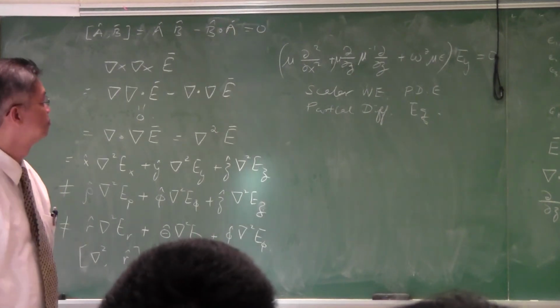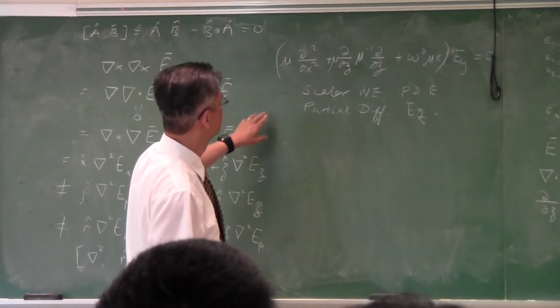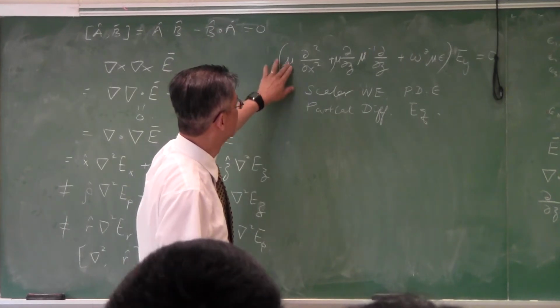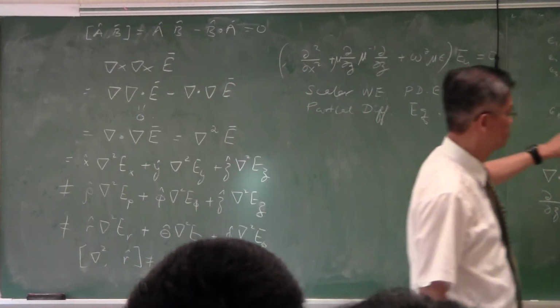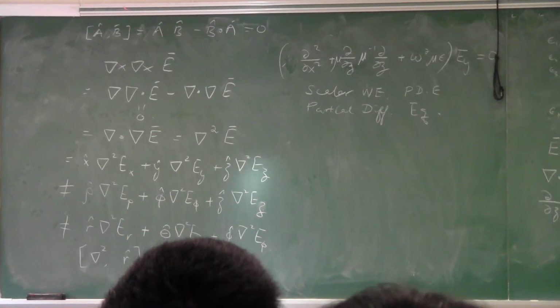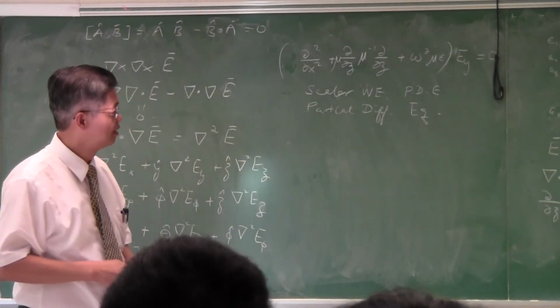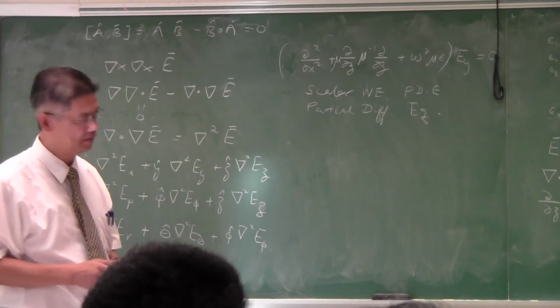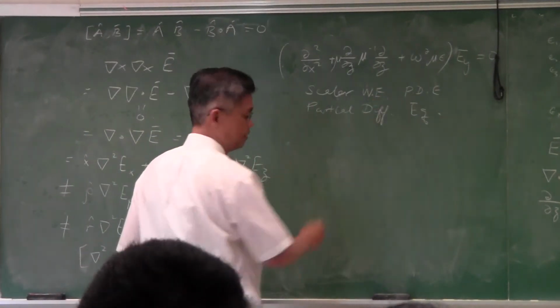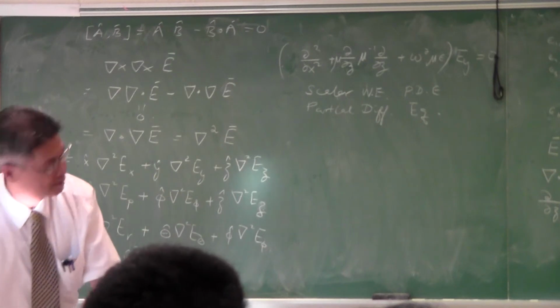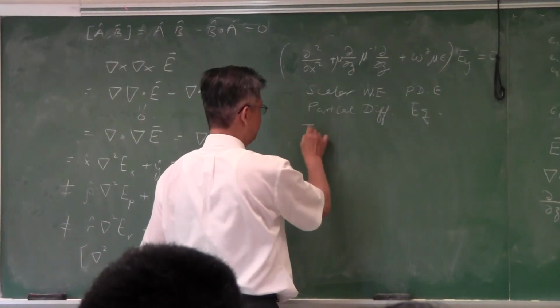There should be no mu for the PDE. There should be no mu here, right? Because it cancels this one. Oh. Okay, yeah. Thank you for pointing that out. So this is the scalar wave equation and the PDE to be solved. Okay. So this is a wave which is called a TE polarized wave.